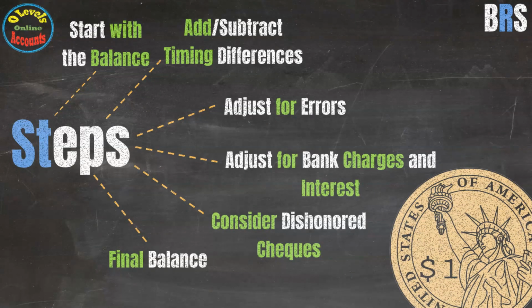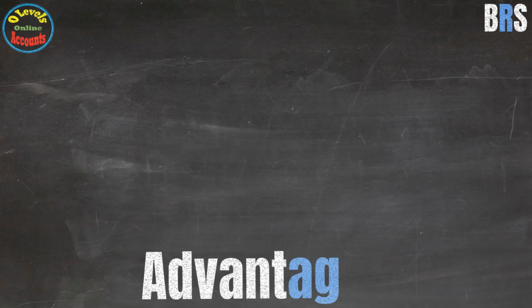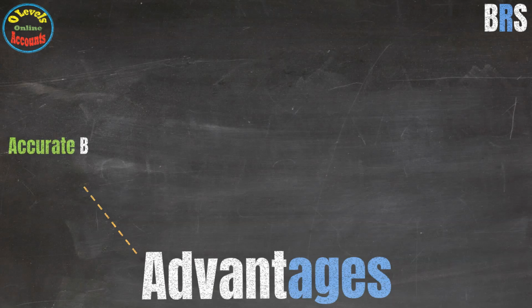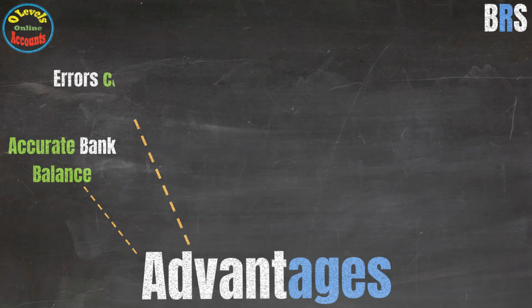Let's check its advantages. In this slide, we will discuss the advantages associated with the preparation of the bank reconciliation statement. The first advantage is an accurate bank balance. After updating the bank account reconciliation, an accurate bank balance is available for the business as on the specific date. The second advantage of the BRS is that errors can be identified. Errors in the bank account or on the bank statement can be identified during the reconciliation process, and the business will correct them in the cash book accordingly.